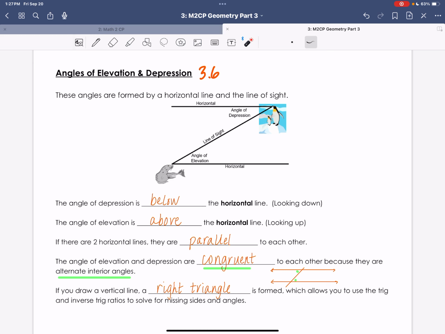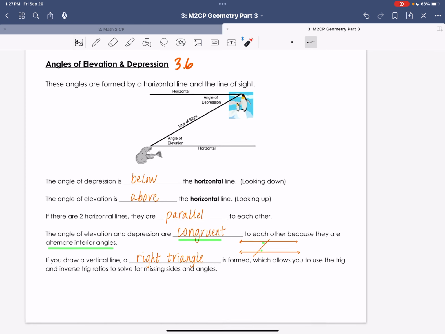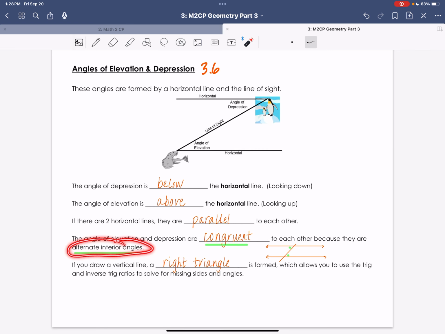And there are two horizontal lines. So you've got a horizontal line here and a horizontal line here. Those are parallel to each other. And the angle of elevation and depression are congruent to each other because they're alternate interior angles. So if I have here and here, this one is congruent to that one because your transversal is there. And as you can see here, I did an example. So parallel lines, transversal, and this one is congruent to that because they are alternate interior angles.